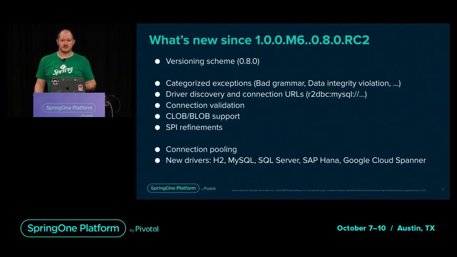R2DBC 0.8 also ships with a few SPI refinements that make it a little bit nicer to use in those places where R2DBC shines through into user space code. It ships with a connection pooling component and a series of new drivers. There's support for the H2 in-memory database. There's a community-driven driver for MySQL. There's a SQL Server driver. The SAP HANA driver is currently under development, as well as the Google Cloud Spanner driver. And the entire ecosystem around R2DBC is growing. So this is something which proves to us that there is interest and there is need to drive R2DBC forward. And we will continue to do so.